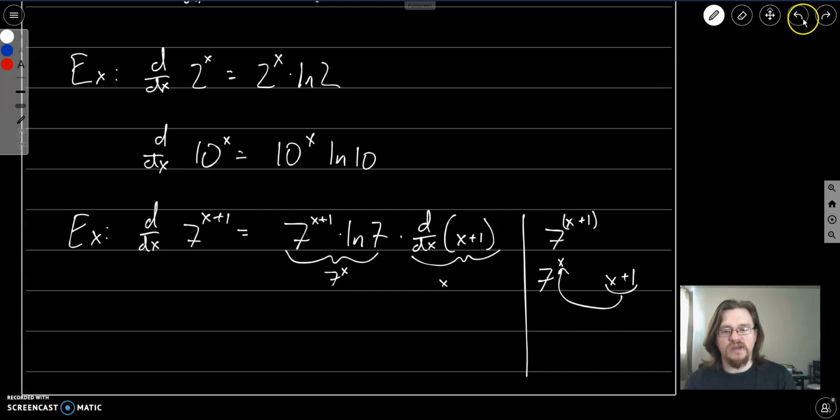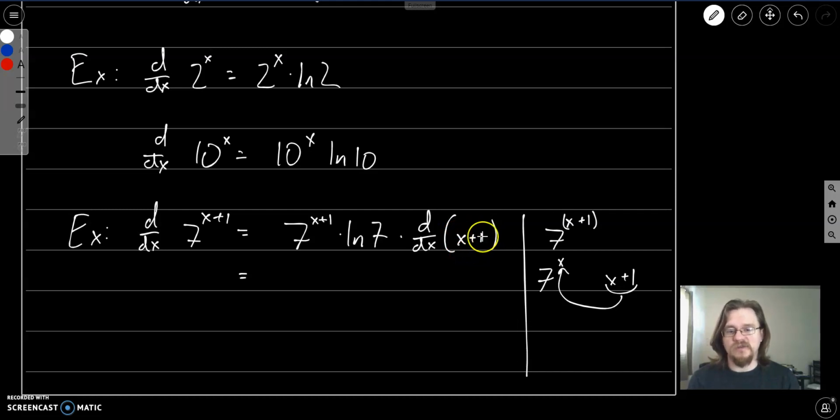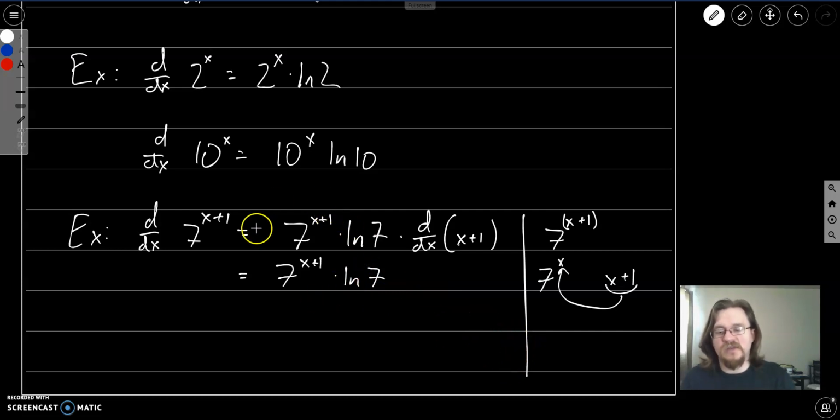And when I do this, what is the derivative of x plus 1? Well, the derivative of x is 1, and the derivative of 1 is 0. So the derivative of x plus 1 is going to be 1, and 1 times anything is just itself. So let me do this in one other way, and this will sort of make sense why it is just 7 to the x plus 1 times the natural log of 7.